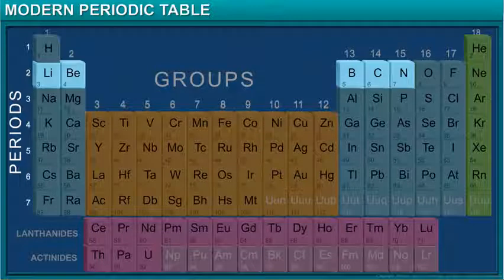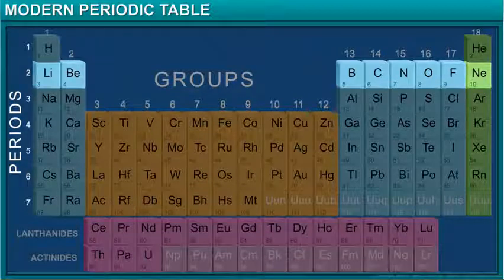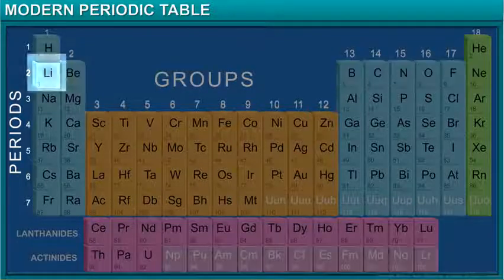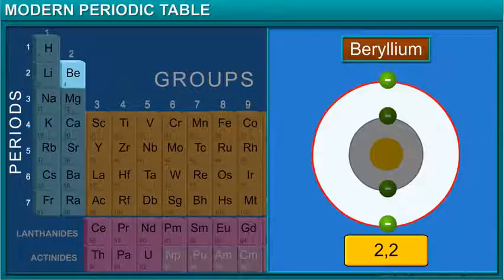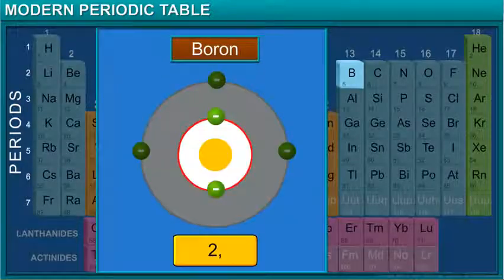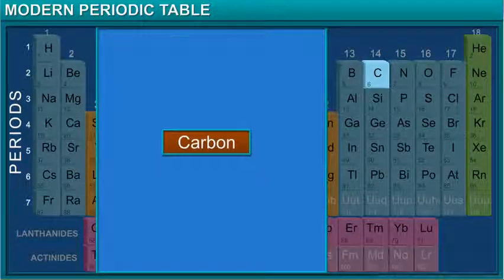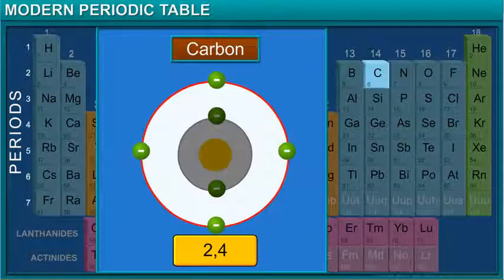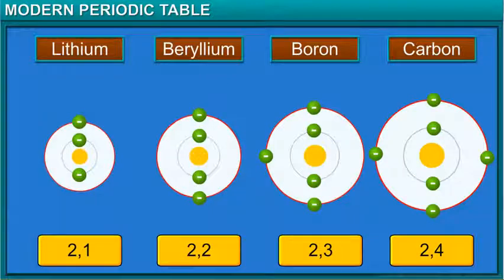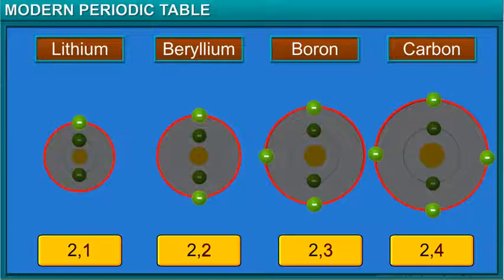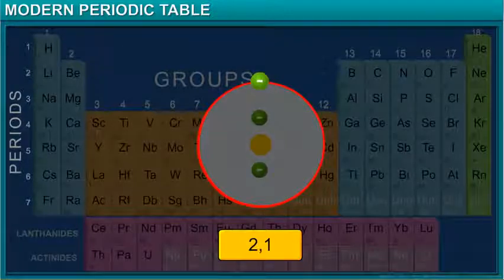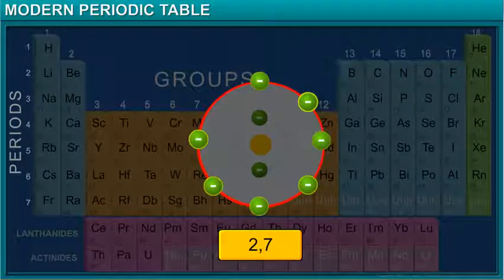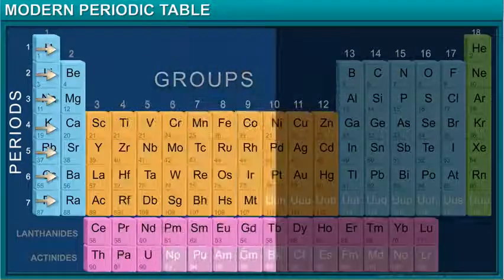When we look at the long form of periodic table, we find that the elements lithium, beryllium, boron, carbon, nitrogen, oxygen, fluorine and neon are present in the second period. The electronic configuration of lithium is 2, 1. Beryllium is 2, 2. Boron is 2, 3. Carbon is 2, 4. And so on. We can see that these elements do not have the same number of valence electrons, but they have the same number of shells. The number of valence electrons increases by 1 unit as the atomic number increases by 1 unit on moving from left to right in a period.